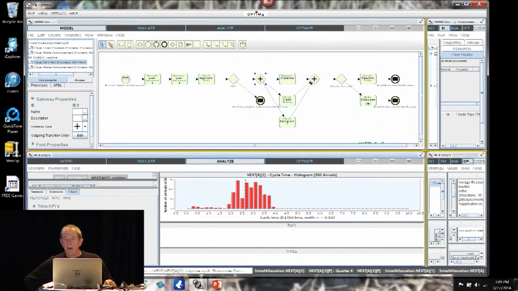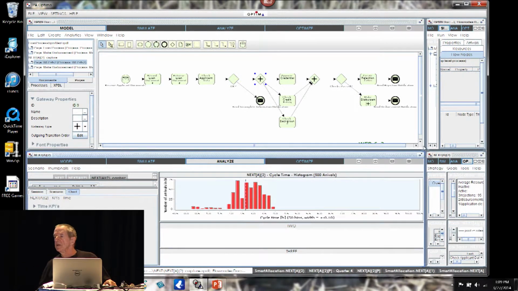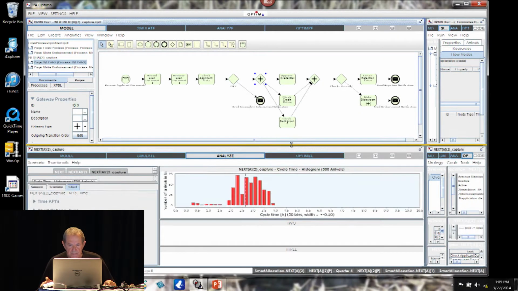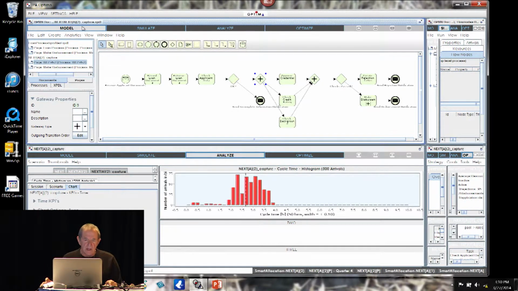I just want to show you the model it built. It built this model entirely from the history information. And I want to take the end-to-end cycle time from this model and put it in this pane here so I can work with it. So I have a model.